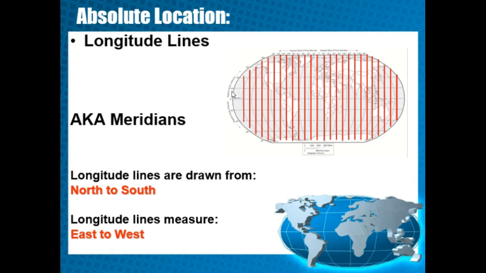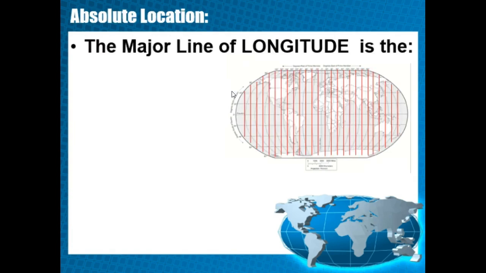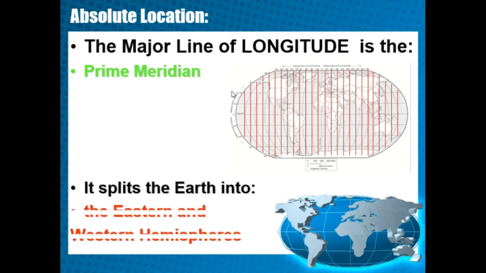The major line of longitude is going to be your prime meridian. It splits the Earth into eastern and western hemispheres. There it is, there's your prime meridian. Fun fact, the prime meridian runs through a city in England, Greenwich, England. Expect that to be some kind of a bonus point. They actually celebrate it there.